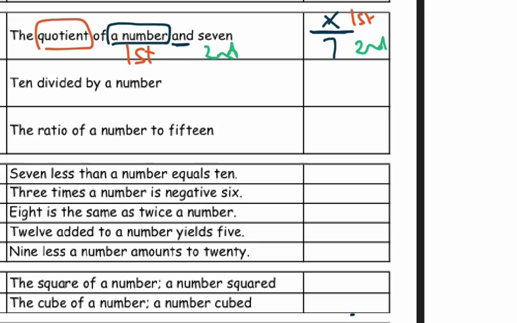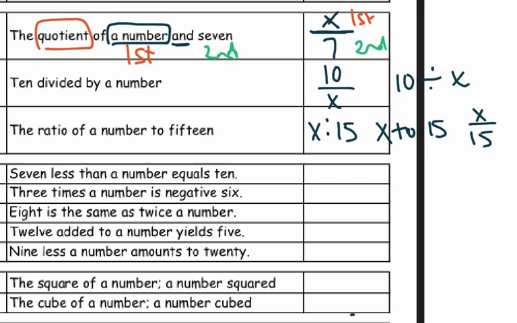Okay, so it says 10 divided by a number. And again, that would be a fraction. Or you could write it like old school, 10 divided by a number. And that's fine too. It says the same thing. And the next one says a ratio of a number to 15. Ratios can be written 3 different ways. So a number to 15 could be x to 15, or x:15, or x/15. And this is probably the most common way to write a ratio.